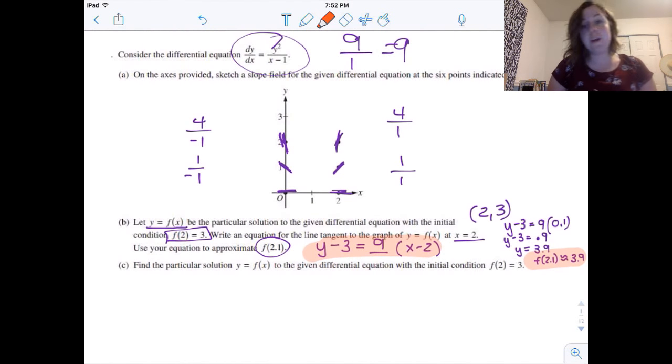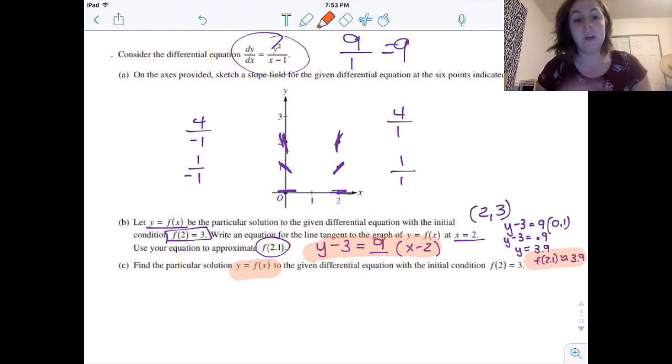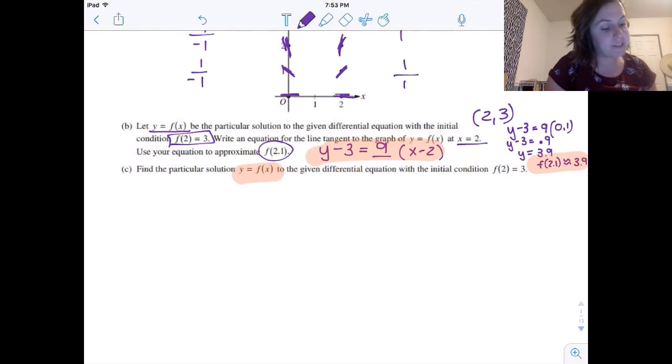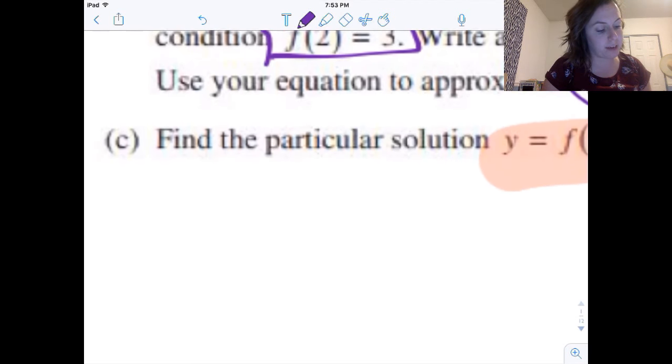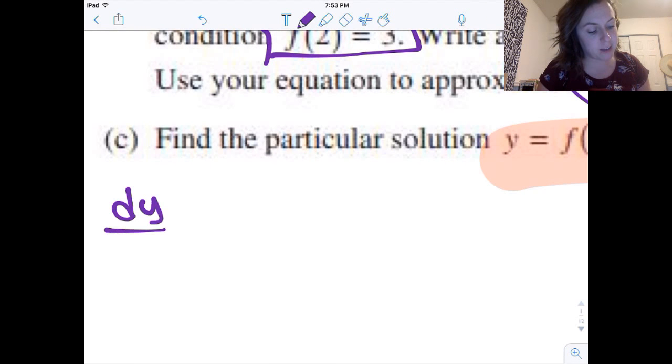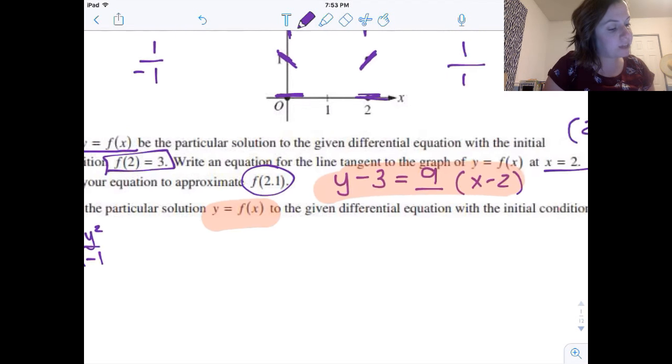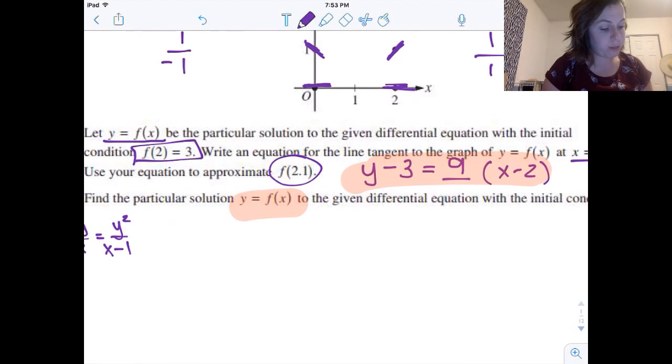So on part C, I'm looking to find this solution. And anytime I actually want to find the solution, we're doing separation of variables. So I have dy dx equals y squared over x minus 1. And my initial condition is (2, 3). So I'm keeping that in mind.